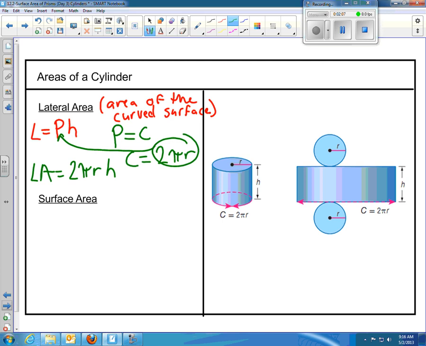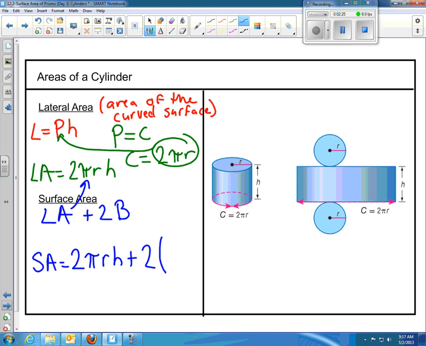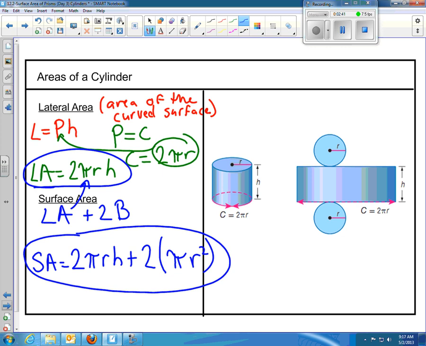Surface area, again, has the same idea of lateral area plus 2 base areas. And so our surface area, because we know our lateral area formula, is 2 times pi times the radius times the height plus 2 base areas. We know that in a cylinder, the base will always be a circle. So what's the area formula for a circle? Pi r squared. And we have to times it by 2 because there are 2 bases. So our big formula is right here and here.